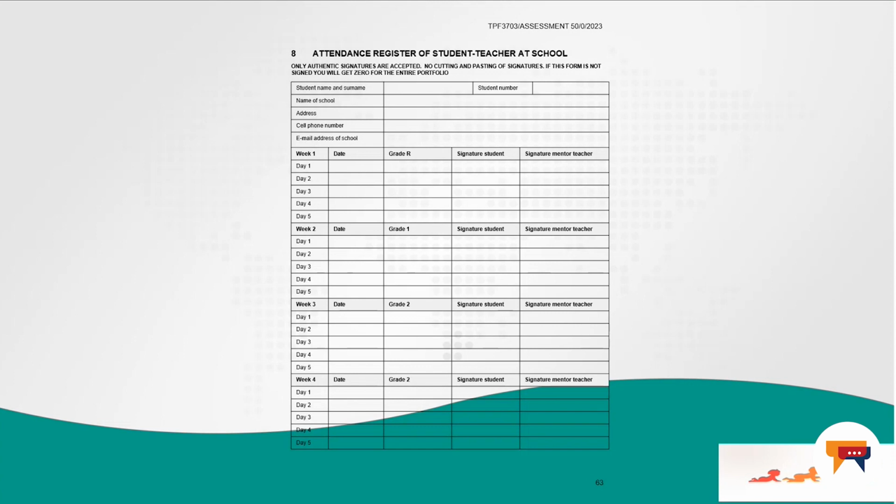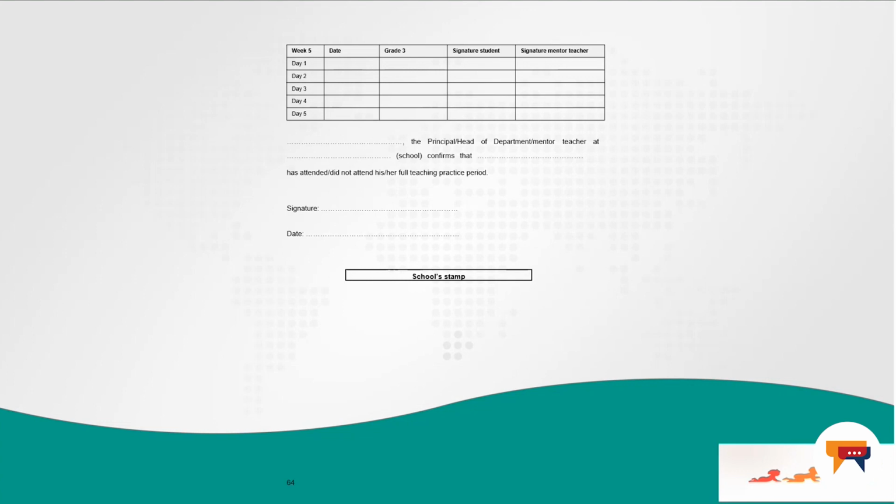You write there the day, the month, the year, grade R, your signature as a student, then the mentor teacher signs. They have to append their signature. The same with week 2, week 3, week 4, and week 5: day, month, year, the grade, the student signature, signature of the mentor teacher.